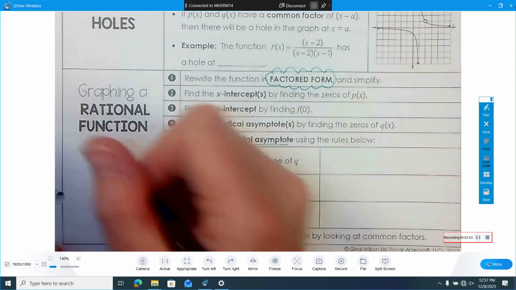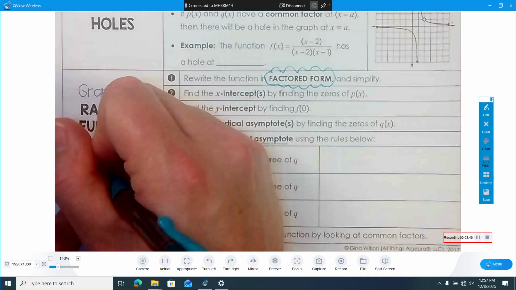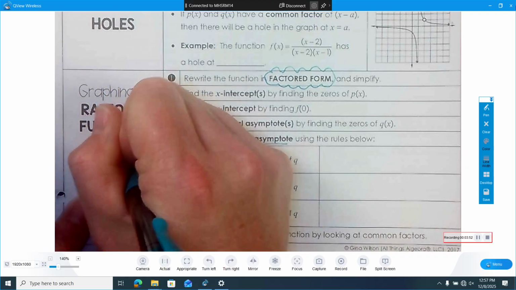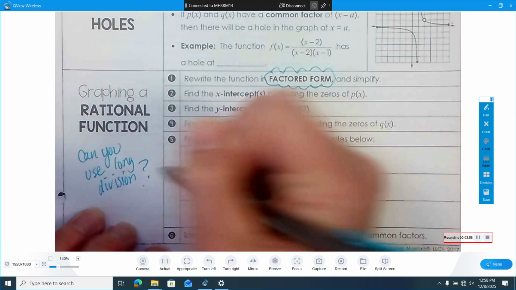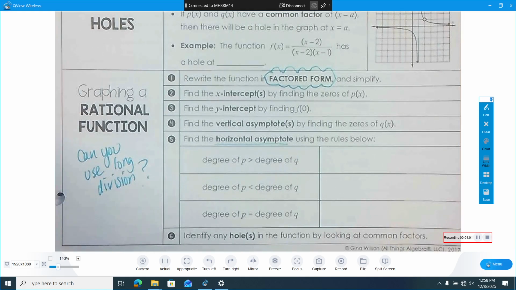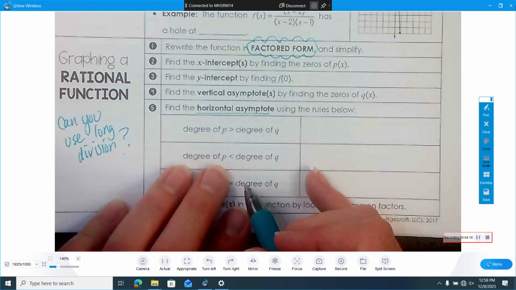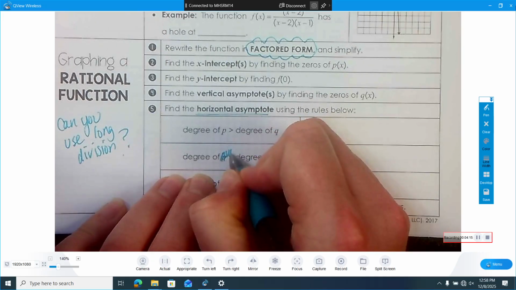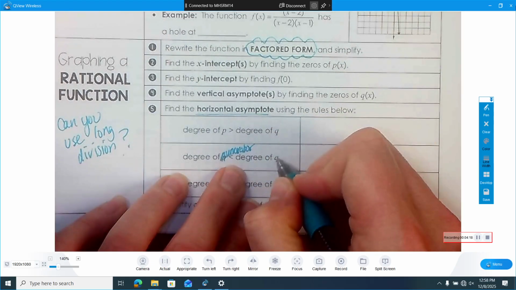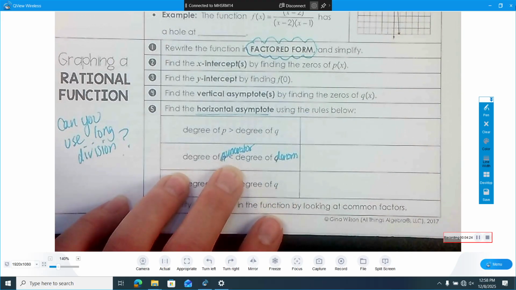The horizontal asymptote really answers the question, hey, we're looking at a fraction. So the question is, can you use long division? And that's sort of the answer here to figure out what you need to figure out. There are 3 different cases when we have a rational function. And the easiest case is what we started with, where the degree of the numerator is less than the degree of the denominator.